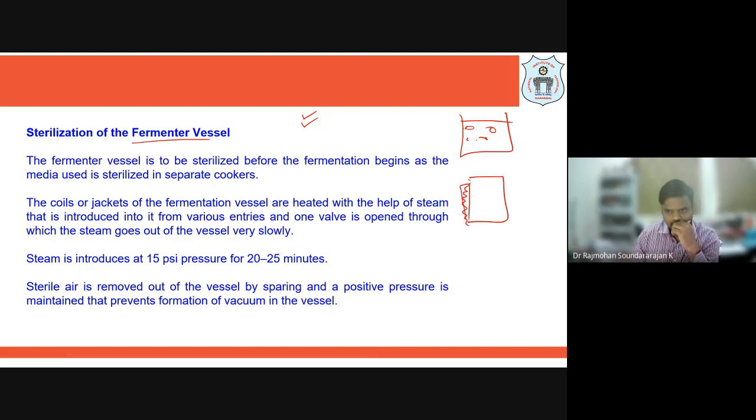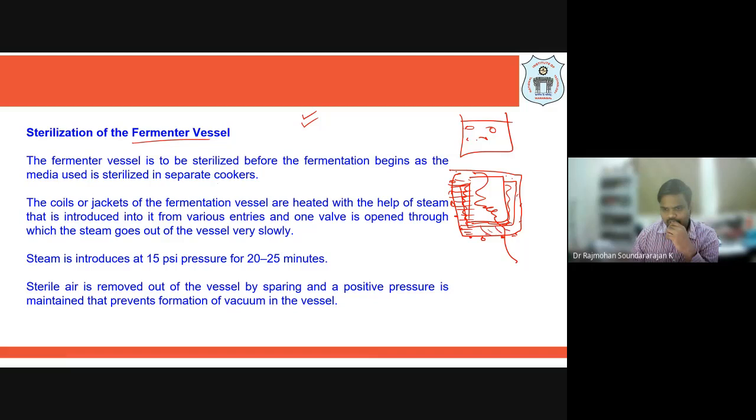If it is an agitated vessel, we are going to have cooling coils, or if it is inside, a cooling coil may be there, right? So in that case, the coils or the jackets of the fermenter vessels are heated with the help of steam that is introduced into it. It's like a sudden introduction. Okay, so we should have a facility to introduce steam from various parts so that it is splashing on it.